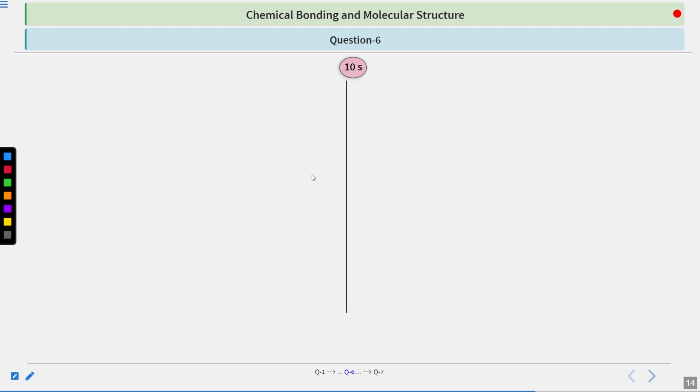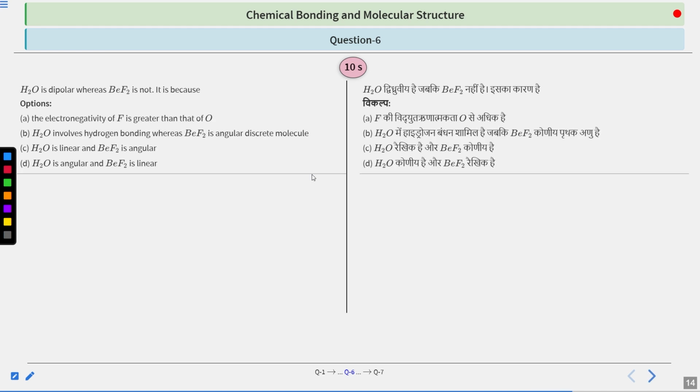Question number 6. Question number 6 says that H2O is dipolar, whereas BeF2 is not. Option A, it is because the electronegativity of fluorine is greater than that of oxygen. Option B, H2O involves hydrogen bonding, whereas BeF2 is an angular discrete molecule. Option C, H2O is linear, BeF2 is angular. Option D, H2O is angular and BeF2 is linear. Okay, so you have 10 seconds to solve this question. Your time starts now.